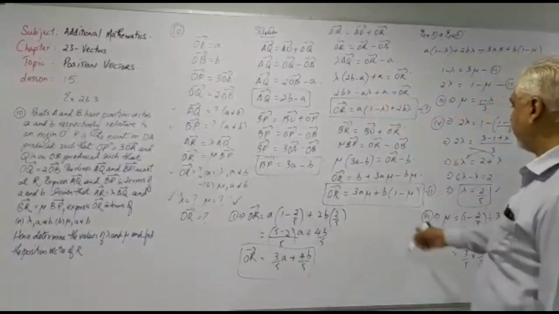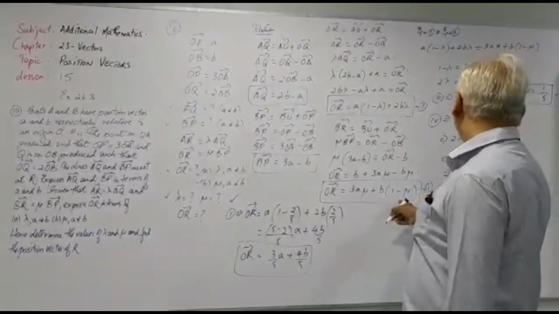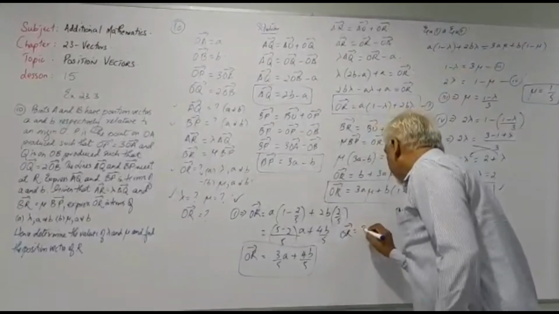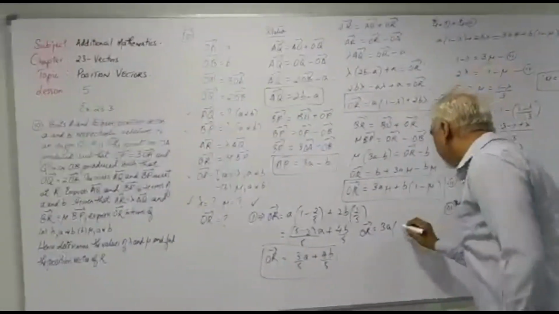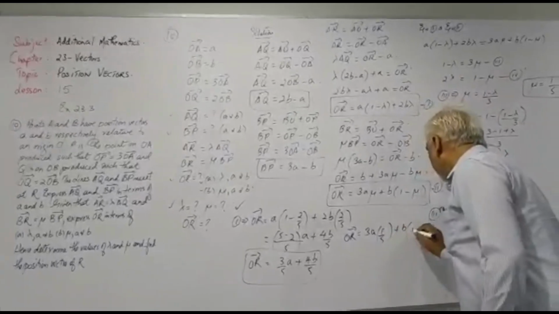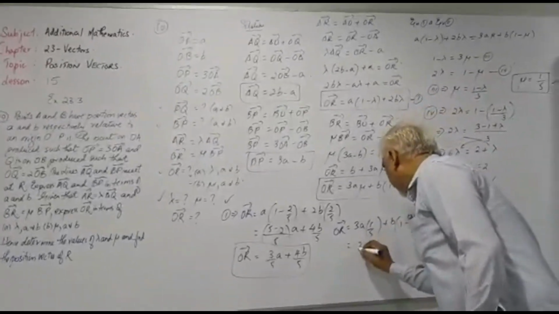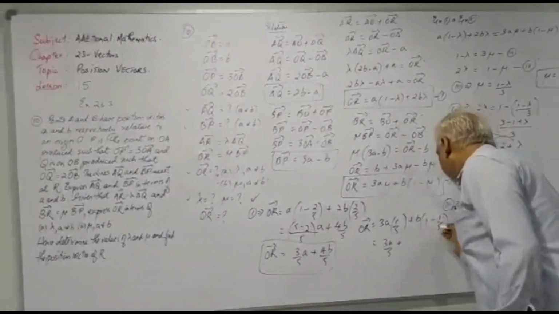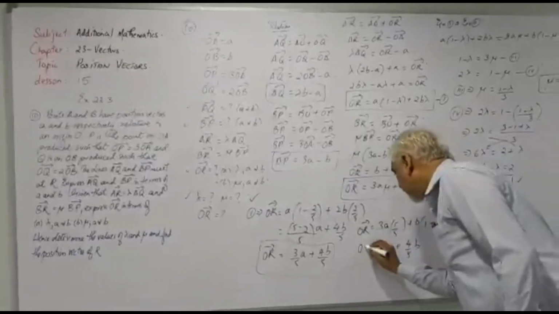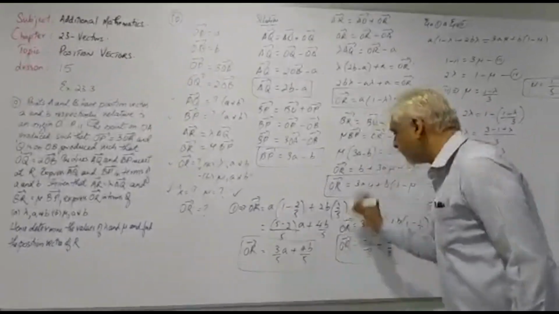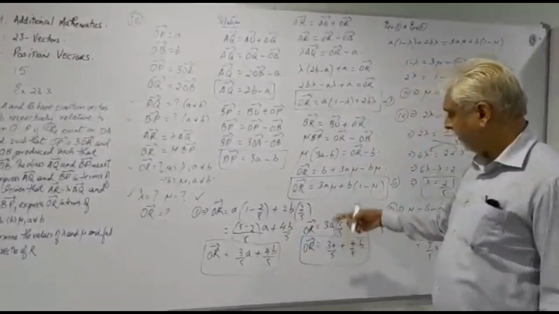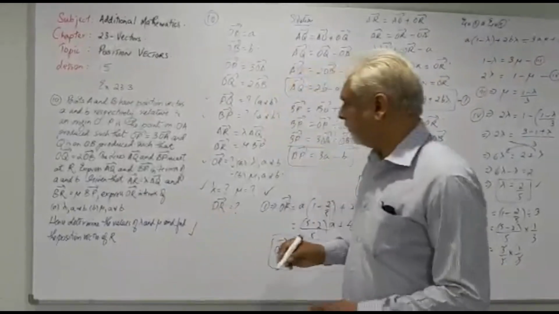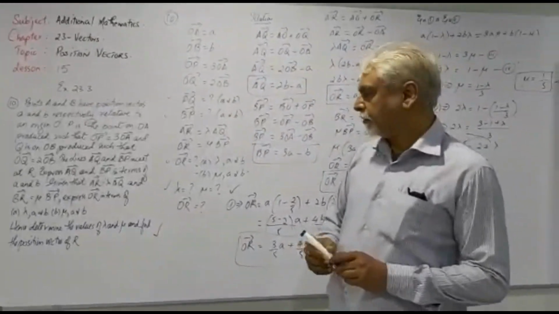We could confirm this by substituting the value of mu in this equation and see whether OR is the same. OR equals 3 times a mu, where mu is 1 over 5, plus b(1 minus 1 over 5). So we'll get 3a over 5 plus, taking 5 as the LCM, 5 minus 1 will give you 4 over 5 b. Correct. So we can substitute the value of lambda in the first equation, get the value of OR, substitute the value of mu in the second equation and get the value of OR, and you can see they're both the same. So hence we have determined the value of mu and lambda, and we found the position vector R, that is OR.